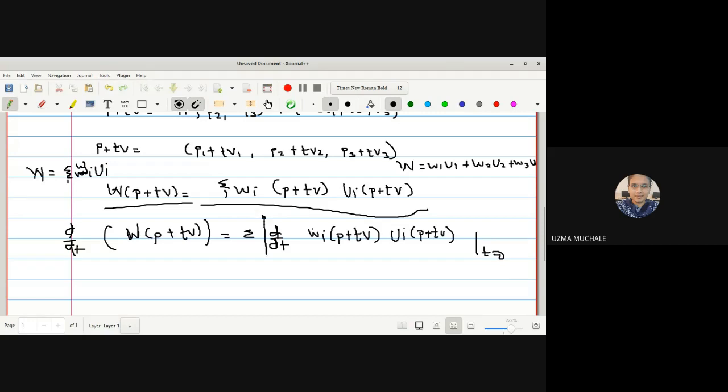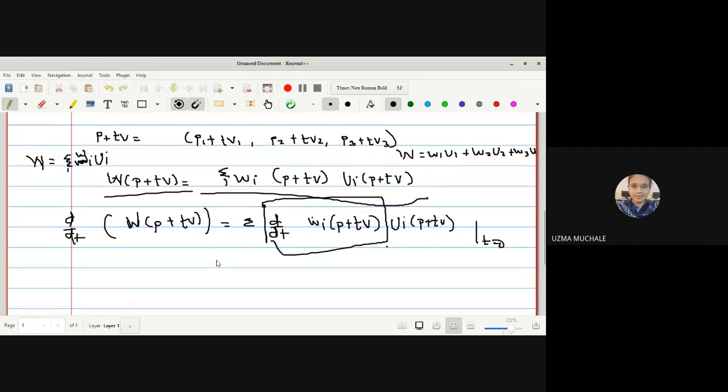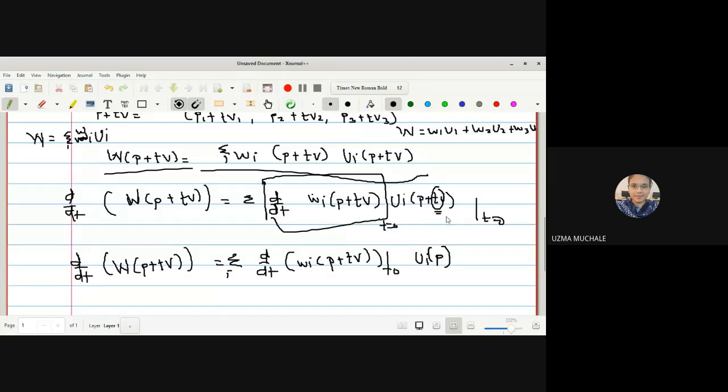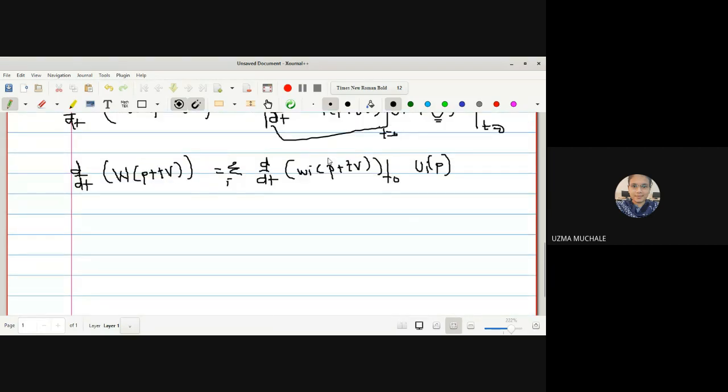And what will be this one? If you remember the definition, can you tell me what is that? It is summation over I as it is. Here also at t equal to 0. Now at t equal to 0, this will remain as it is, d by dt of Wi of P plus TV at t equal to 0. You have to tell me the value. Now here at t equal to 0, what will be the result? It is simply Ui of P. If you put t equal to 0 here, what will you get? Ui of P. Now tell me what is this whole term.